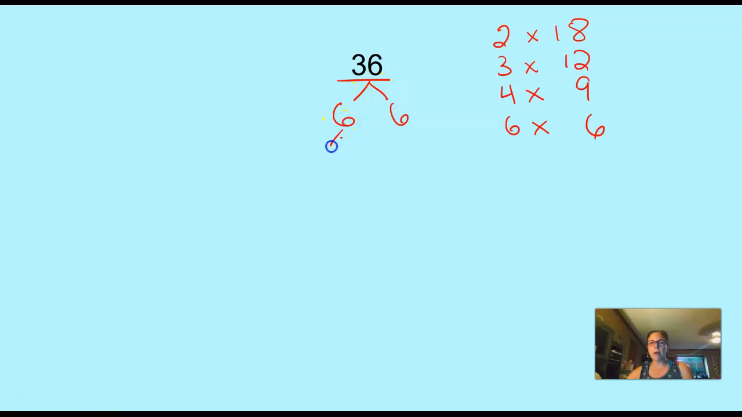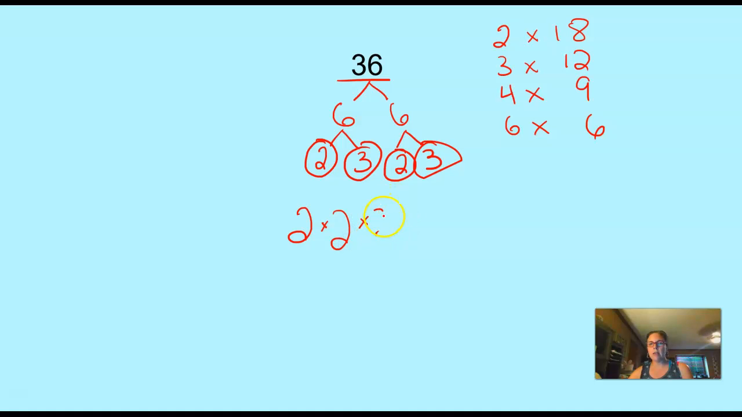All right, so we got to break them both down now. Well, 2 times 3 gives me 6. And over here, 2 times 3 gives me 6. 2 is prime. 3 is prime. 2 is prime. Yes, you need to circle that. So it's 2 times 2 times 3 times 3. You need to get in the habit of putting them in order from least to greatest and putting them together. 2 and 2 together, 3 and 3 together. Okay? Oh, I lied. I had one more. Sorry.